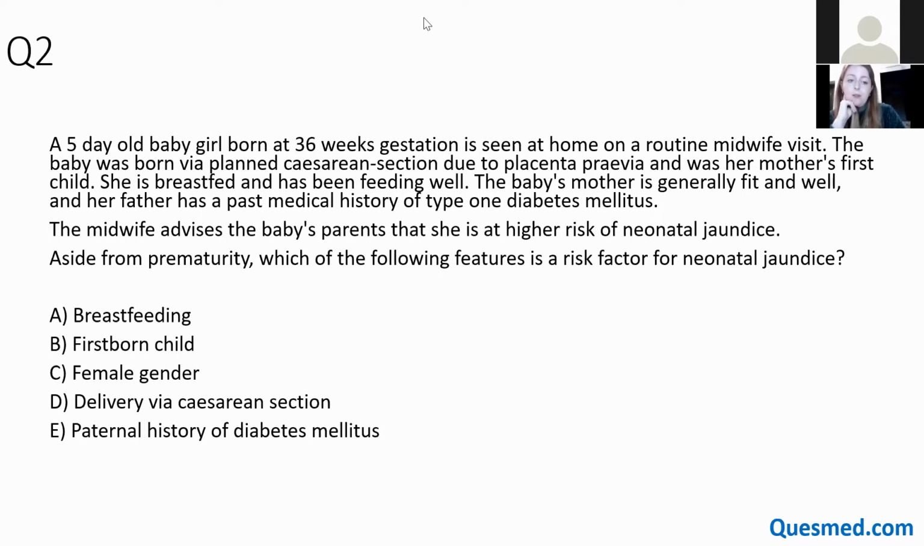Aside from prematurity, which of the following features is a risk factor for neonatal jaundice? Is it A, breastfeeding, B, firstborn child, C, female gender, D, delivery via C-section, or E, paternal history of diabetes? I'll just give you a few moments to think of your answers.